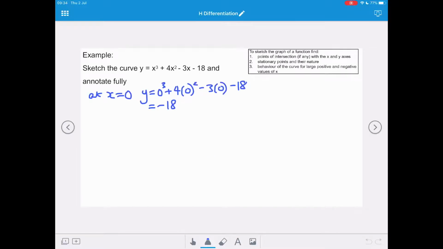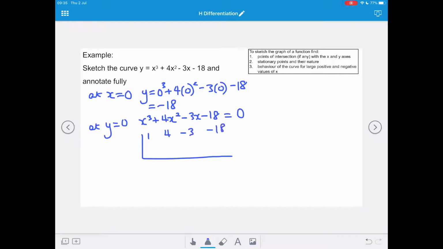So now we want to work out the roots of this curve. So that's at y equals 0. So we're going to equate our curve x cubed plus 4x squared minus 3x minus 18 to 0. And we're going to have to use our nested form in order to work out what our first root is. So we've got 1, 4, negative 3 and negative 18. And we're going to try 2.